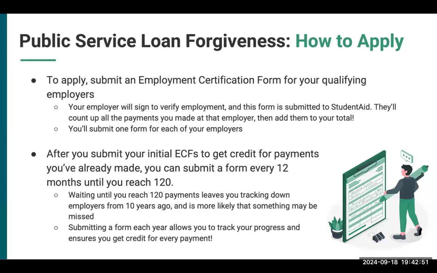Your current or any previous employers you may have had that you are trying to qualify with. So let's say you've worked for a total of 4 qualifying employers, your current employer, and maybe 3 previous employers, right? That would mean you need to submit 4 employment certification forms, 1 for each of those employers. And someone, usually in HR, who has access to your employment record would sign off on that form attesting to your dates of employment, or if you're still employed, that you work 30 hours or more, et cetera.